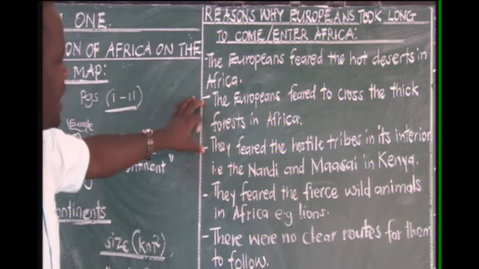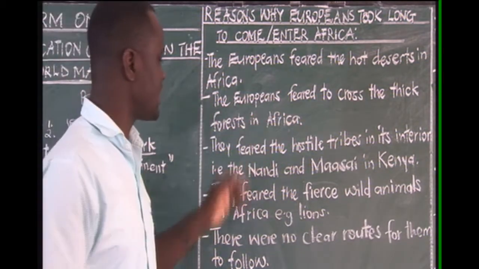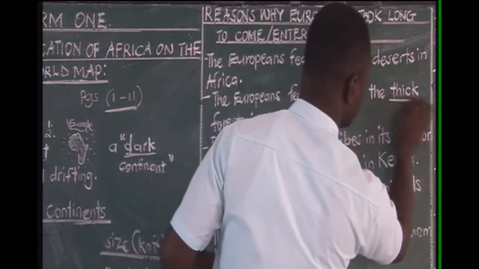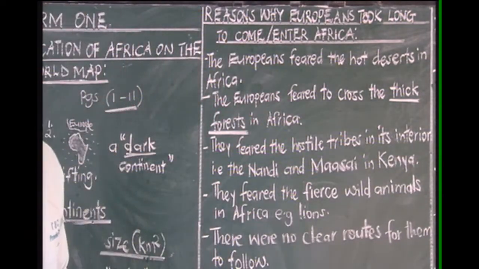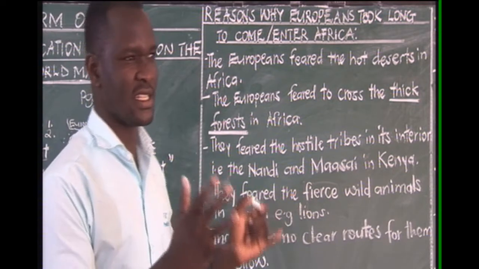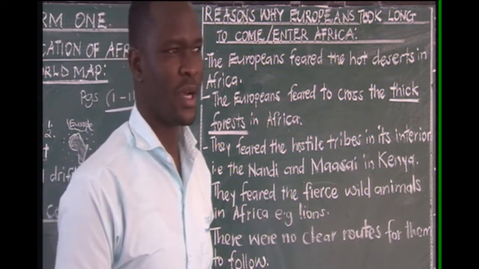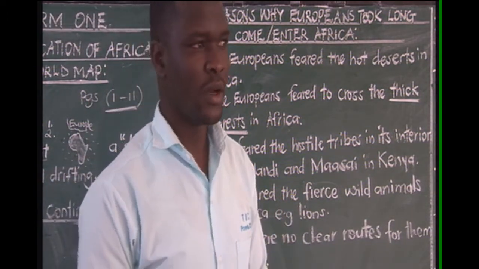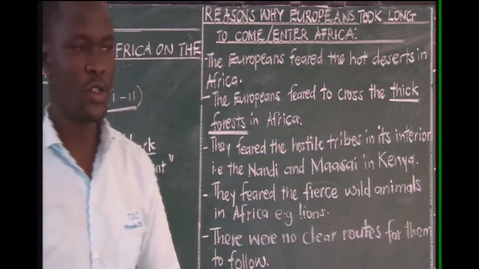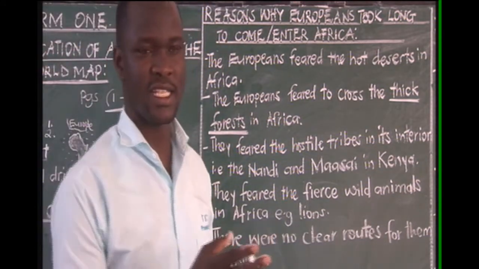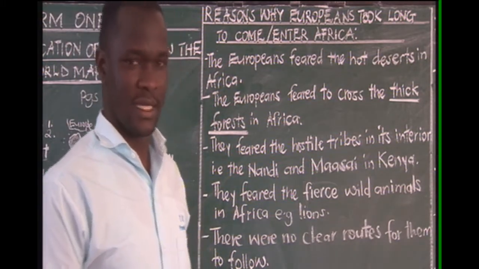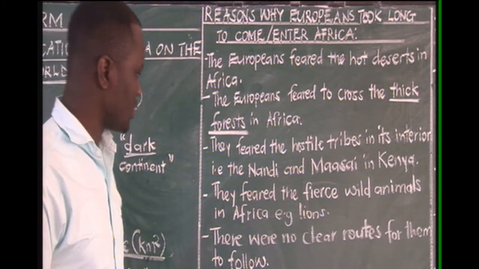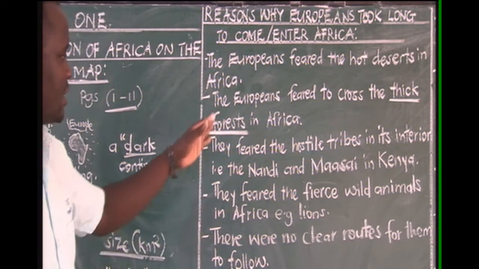2, the Europeans feared to cross the thick forests that were in Africa. They feared to cross the thick forests. Of course, if a thick forest is in an area, then you can also fear, even if it's you. Where do you begin from? Because you never know, when you enter the forest, in the middle there, you might end up getting lost or being eaten by these animals which are there. So they feared because of that.